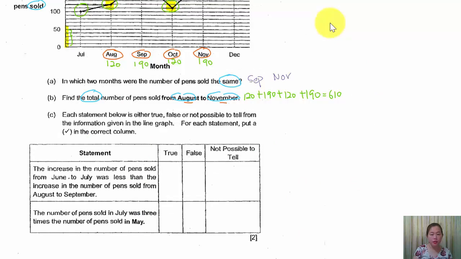To answer question C, let's read the two statements. The increase in the number of pens sold from June to July was less than the increase in the number of pens from August to September. The number of pens sold in July was 3 times the number of pens sold in May. For the first statement, we have to look for the increase from June to July as compared to August to September.